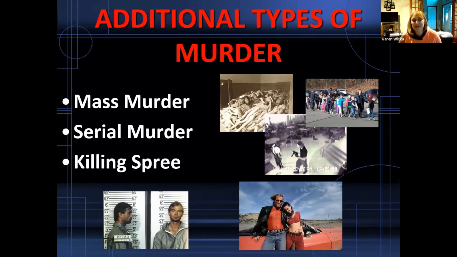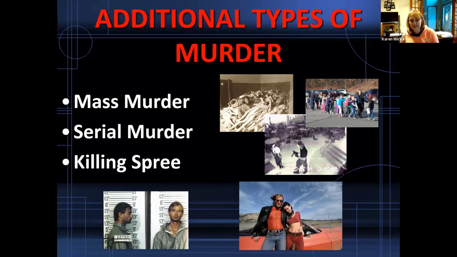Now, under murder, you also hear different terms. So the law also identifies different types of murder. So you may hear the term mass murder, serial murder, or killing spree. They have pretty distinct definitions. They're all forms of murder. But mass murder is killing multiple people all at once. So school shootings, the Holocaust, those kind of things, when you killed massive amounts of people all at the same time, that's considered mass murder.